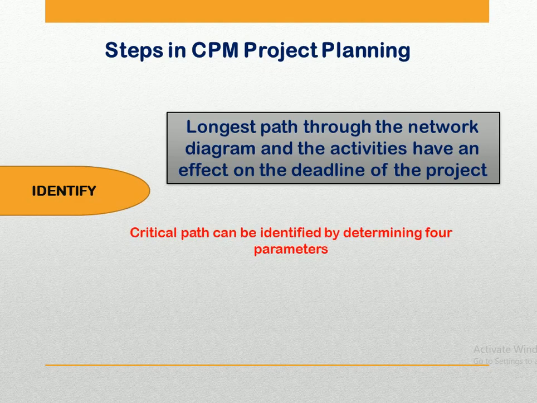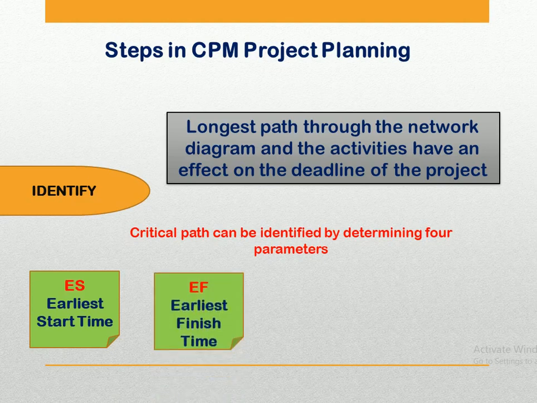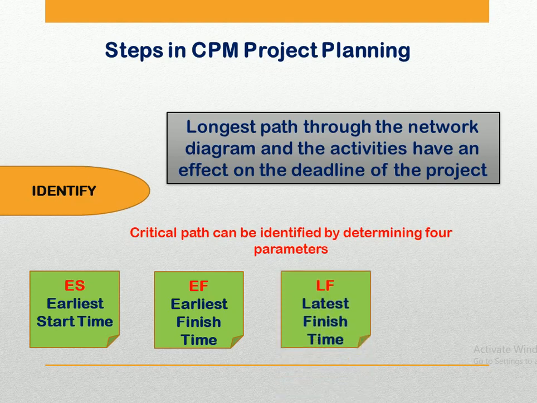The first parameter is ES, the earliest start time, which means when to start a particular activity and how early an activity can be started. The second parameter is EF, the earliest finish time, that is, how early you can finish the particular activity. So the earlier you start, the earlier you are going to finish, and that depends on you. Our third parameter is LF, the latest finish time, which means the latest time an activity can finish without delaying the project.